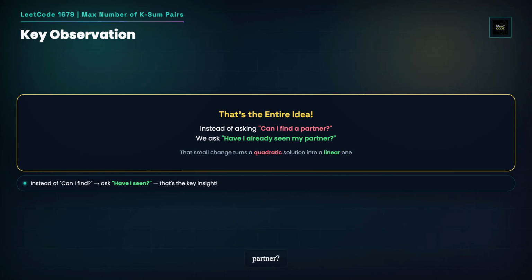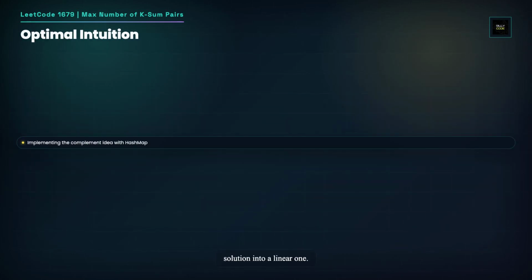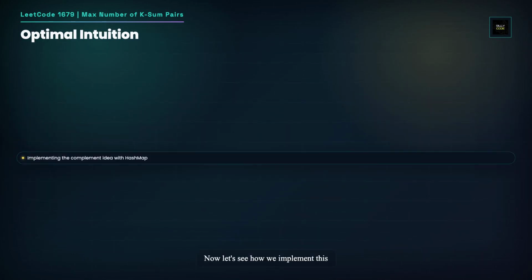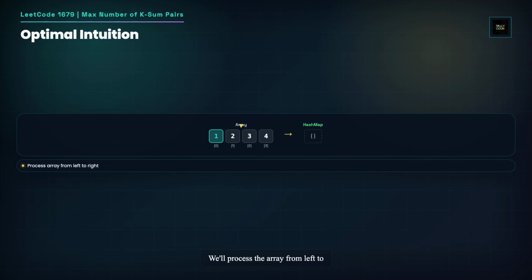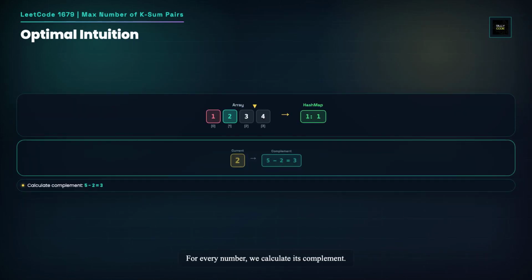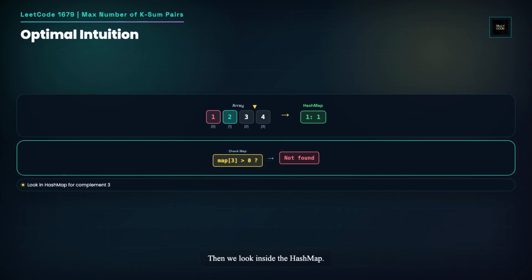Instead of asking, "Can I find a partner?" we ask, "Have I already seen my partner?" That small change turns a quadratic solution into a linear one. Now let's see how we implement this idea. We'll process the array from left to right. For every number, we calculate its complement. Then we look inside the HashMap.